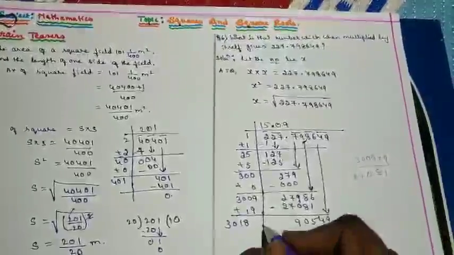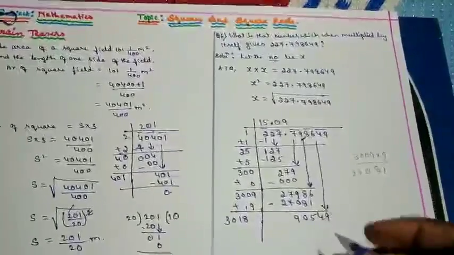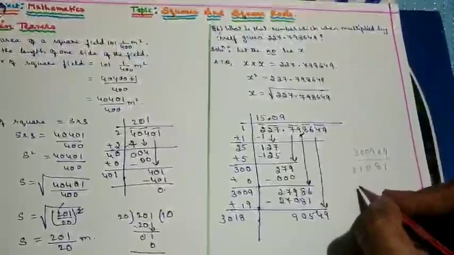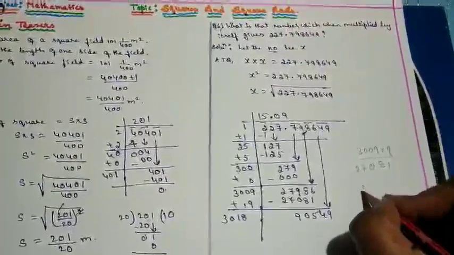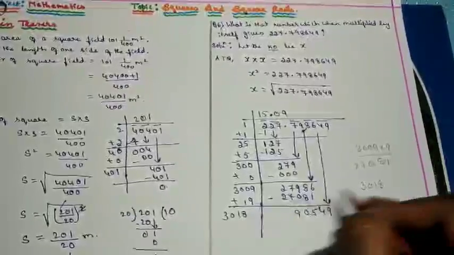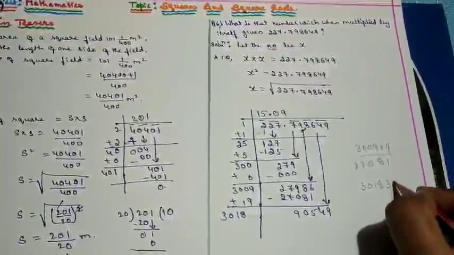49. So in the units place we have 9. Meaning in the square number it should be either 3 or 7. So let me check with 3 first. 3018, whatever the number here, and the dash is there, here I am going to write 3.